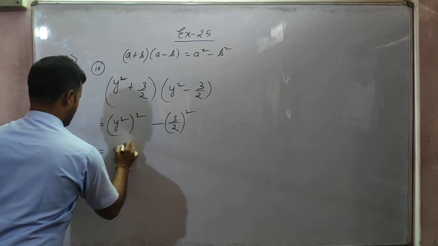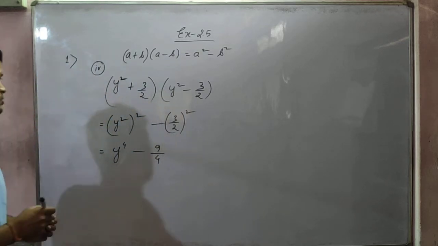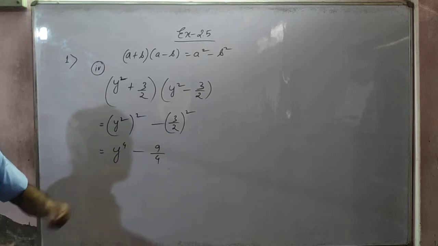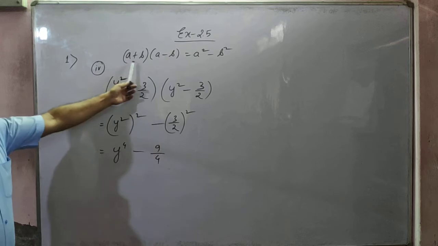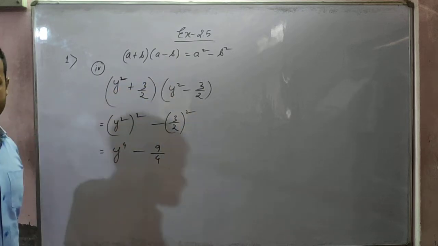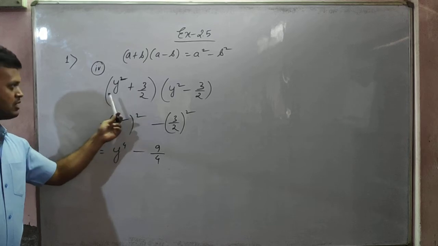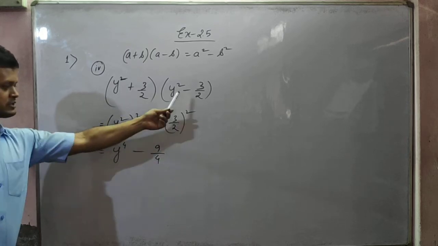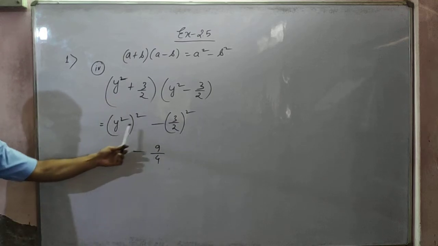So y to the power 4 minus, 3 square will become 9 and 2 square will become 4. Okay, students. So a plus b into a minus b, what is the formula? a square minus b square. So see, y square plus 3 by 2 into y square minus 3 by 2. So a plus b into a minus b will become a square minus b square.